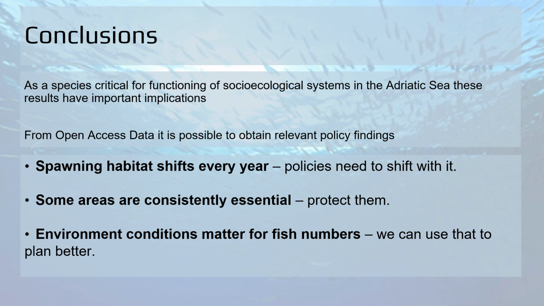So our key takeaways here are that the estimated spawning habitat shifts every year. We should have policies that can shift with it. Some areas are consistently essential. We should protect those. And the environmental conditions matter for fish numbers. We can use this information to plan better.